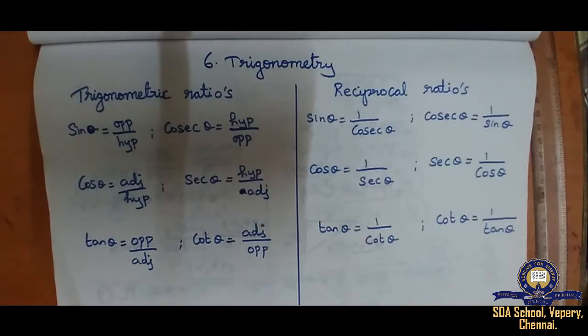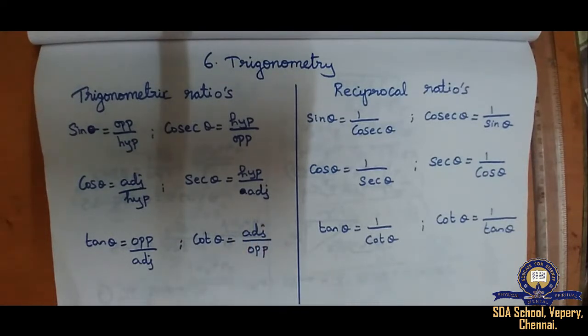With these two types of formulas, we are going to see full exercise 6.1. This is a recapitulation for trigonometry. In yesterday's Zoom class, we saw the formulas and the 5 sums. The balance sums we are going to do in this video session.